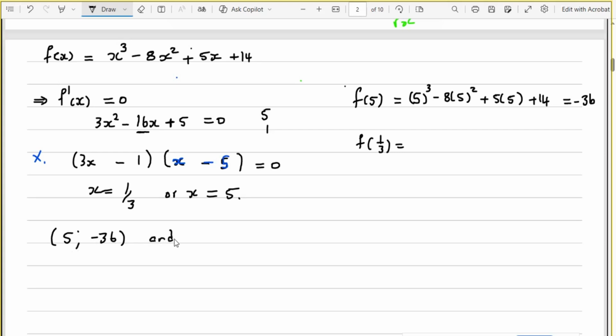Then what is the next one? This is 1 over 3, plus 40. Therefore, what do you get? So should I give it to you in fraction form or decimal form? I think fraction is fine. Okay, so I get 400 over 27. Then in decimal form, I'm going to round it off, so it's 14.81.